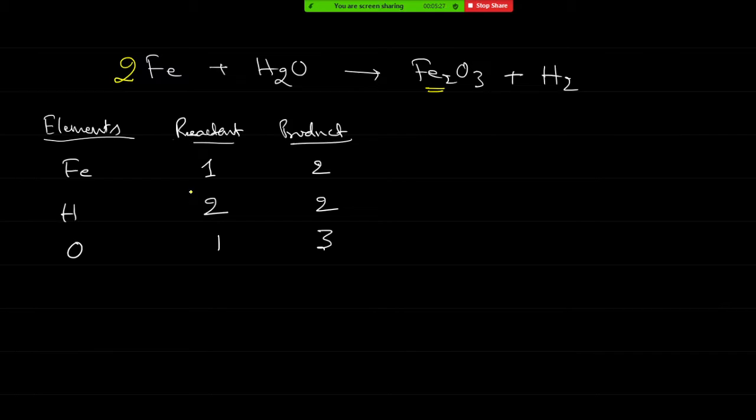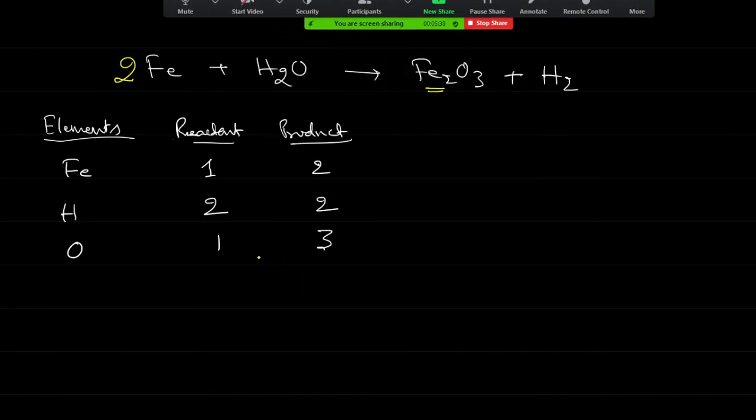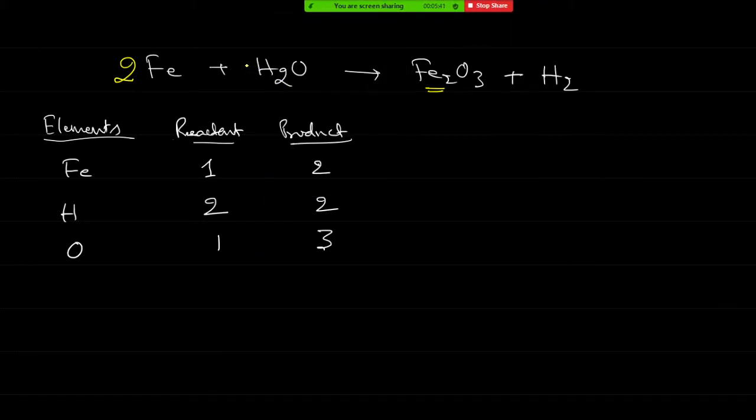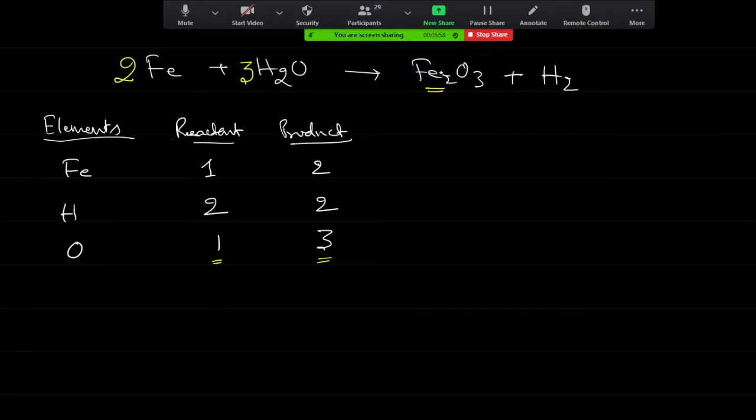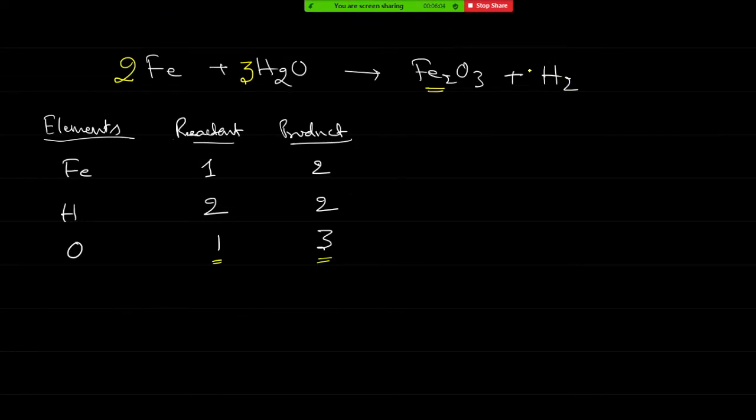Next we will look at the oxygen. Here 1 and 3. So in order to balance this one, on the water side we need to multiply with 3, because here in the product side oxygen is 3, here it is 1. So we will multiply with 3, and after that we will see if the remaining hydrogen is balanced or not. 3 2s are 6, and here it is only 2 hydrogens. So in order to balance that one, we have to multiply with 3. Here also it becomes 6.